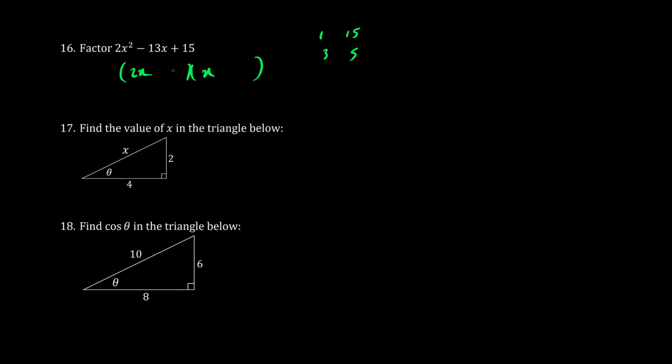Let's try 3 and 5. If we just randomly try 3 and 5 this way, we can see that this is going to be 10 and 3, which looks like 13. So we found the right pair.